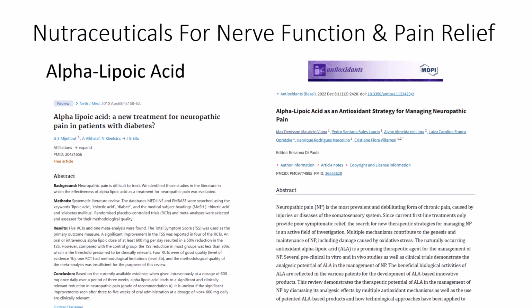Then let's look at the study on the right. The authors of this study conclude that the antioxidant properties of alpha-lipoic acid endorse its potential for the treatment of neuropathic pain. Clinical studies corroborate the analgesic effects of alpha-lipoic acid by antioxidant mechanisms in patients with painful diabetic neuropathy, neuropathic pain associated with multiple sclerosis, diabetic sensory motor polyneuropathy, and chronic lumbosacral radicular pain.